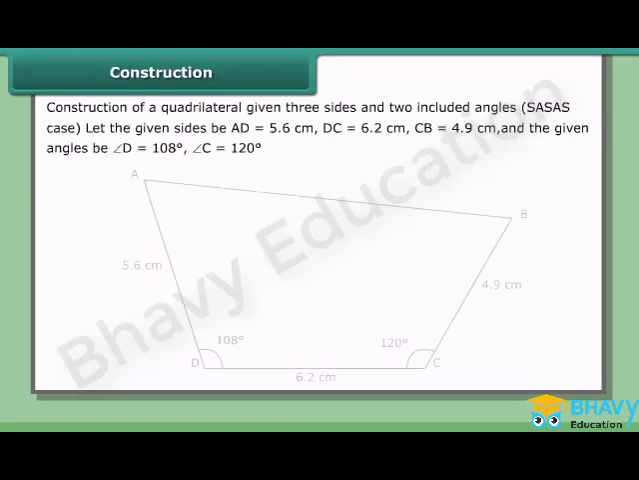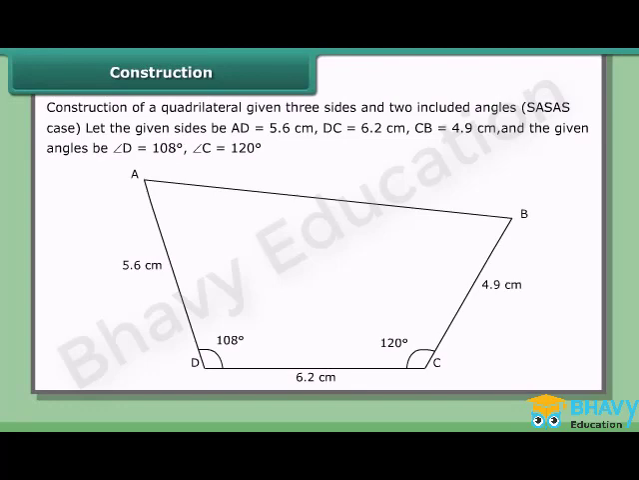Construction. Construction of a quadrilateral, given 3 sides and 2 included angles, SAS case. Let the given sides be AD as 5.6 cm, DC as 6.2 cm, CB as 4.9 cm, and the given angles be angle D as 108 degrees, angle C as 120 degrees. In this case, we do not need to construct the quadrilateral by constructing 2 triangles.